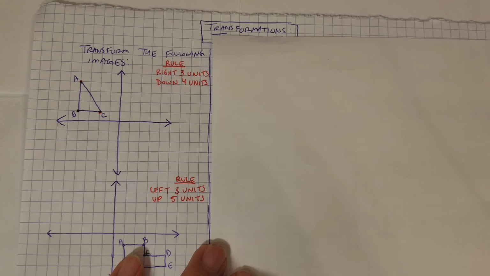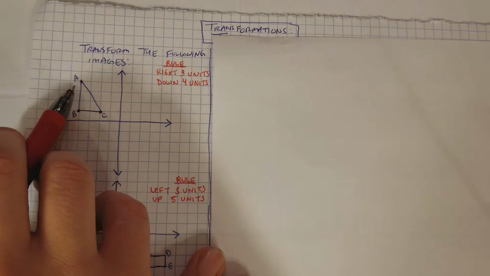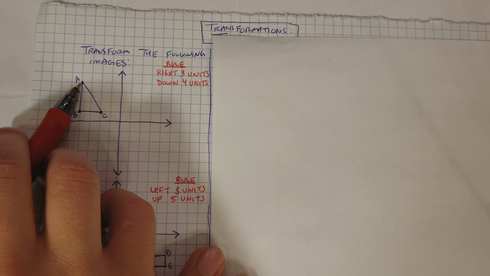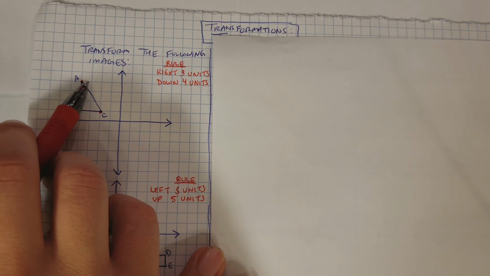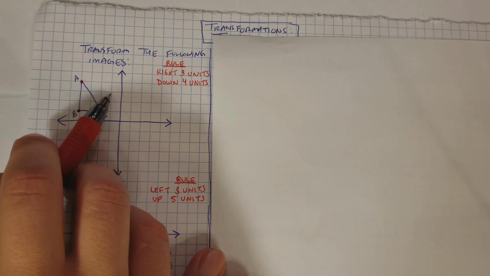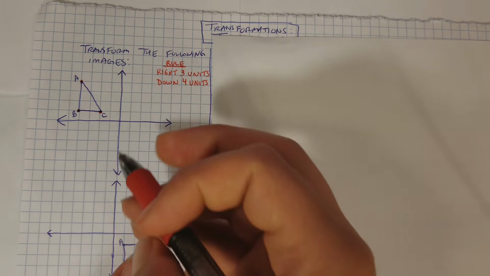Now after you slide it, after you translate it to the right 3, down 4, we're going to do that by starting with each point, each corner. So I'm going to start with the top left, which is A. I'm going to go to the right 3 spaces. So 1, 2, 3 squares and then down 4: 1, 2, 3, 4. I'm going to end up here.